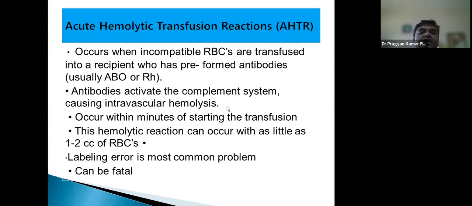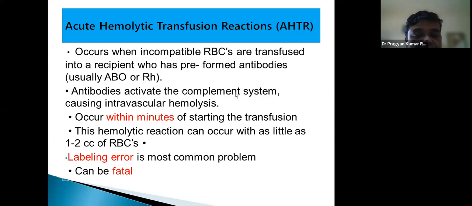The key here is that it starts immediately after starting the transfusion. It doesn't give much time because there is already preformed antibody. They immediately hyperreact whenever you are giving blood. This hemolytic reaction can occur with as little as 1 to 2 cc of RBC. Labeling error is the most common problem. It can be fatal. This is one of the reactions where you have to act quickly because it can cause death. Wherever there is death following blood transfusion, mostly this is the cause.